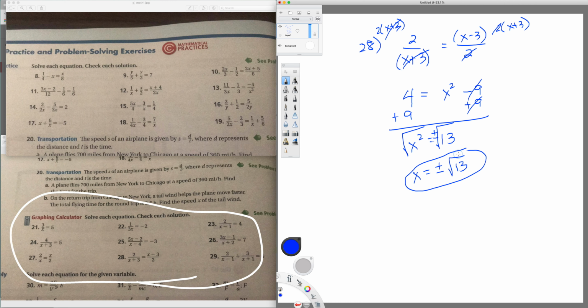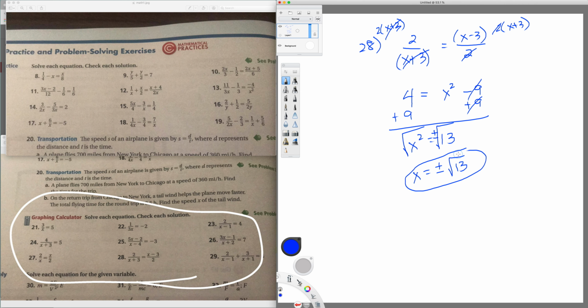So positive, what is square root of 13? It's going to be 3 point something, because 4 would be 16. So yeah, it's plus or minus square root of 13. Guess I could check to see if that's right. I'll type this in real quick here.